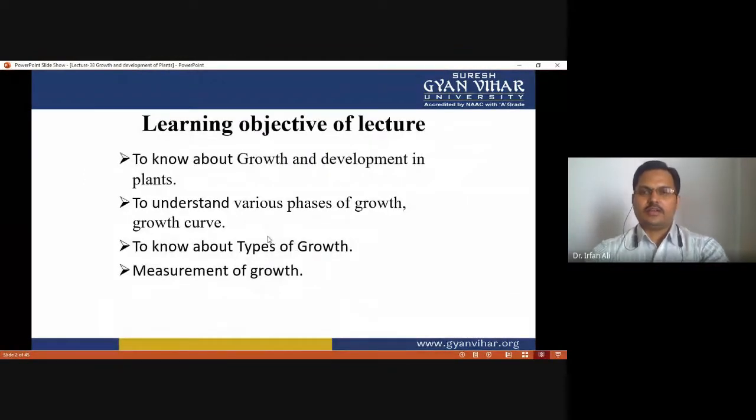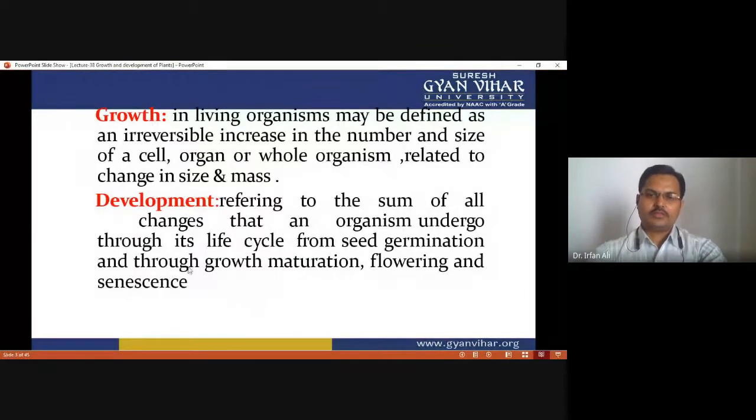So, the learning objectives of today's lecture are to know about growth and development in plants, to understand the various phases of growth, to know about the growth curve, and to know about the types of growth found in plant growth and development, and how we can measure growth of plants.